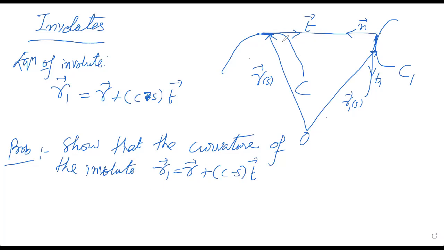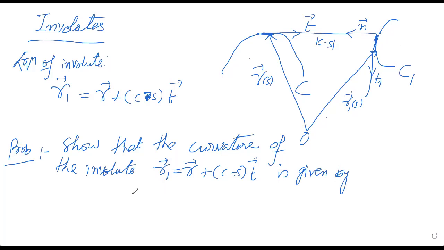For every curve, there corresponds a curve satisfying this property that tangents are mutually perpendicular to the tangents to that curve. This curve is called involute. So the curvature of this involute is given by, C minus s. I told you this is a distance. Mod of C minus s is the distance between, mod of R1 minus R. You can find it from here.